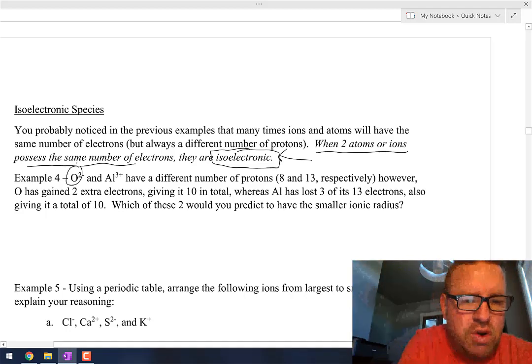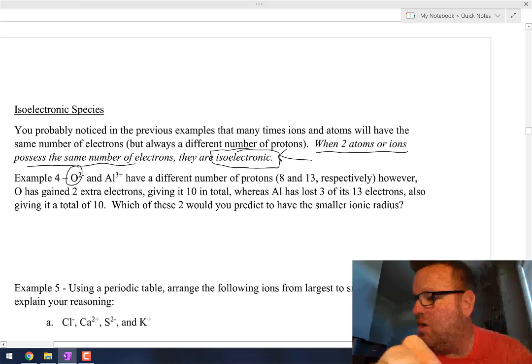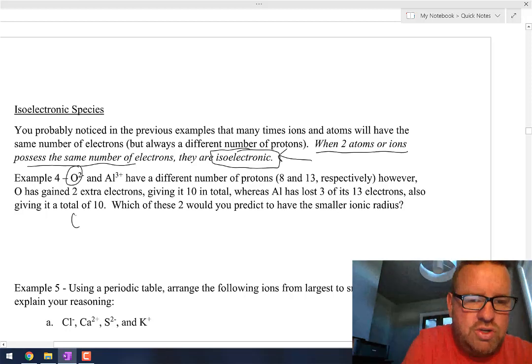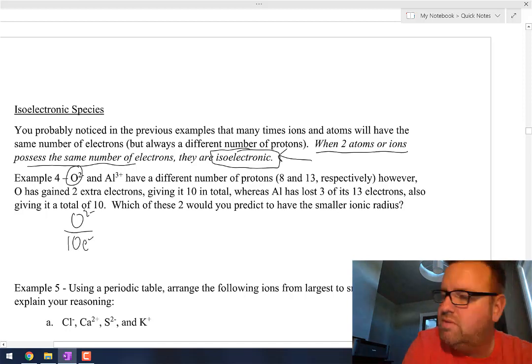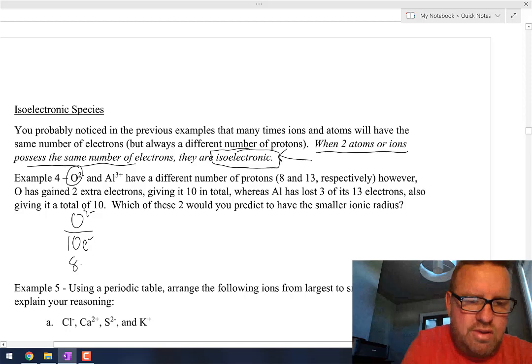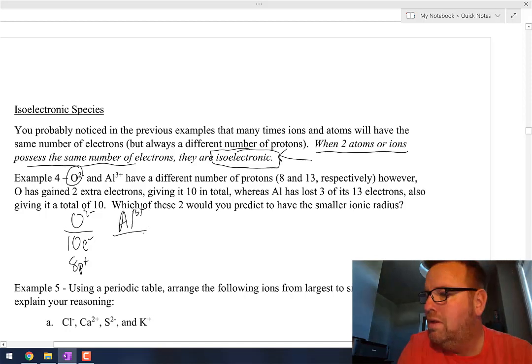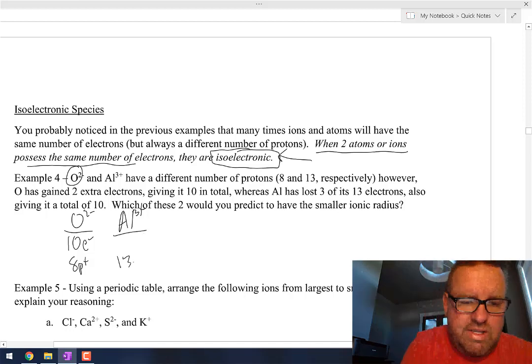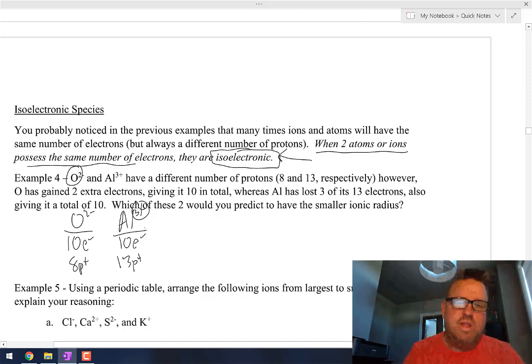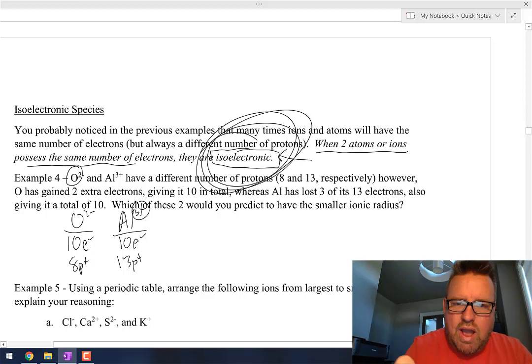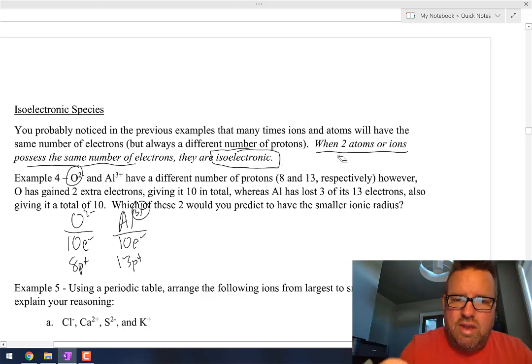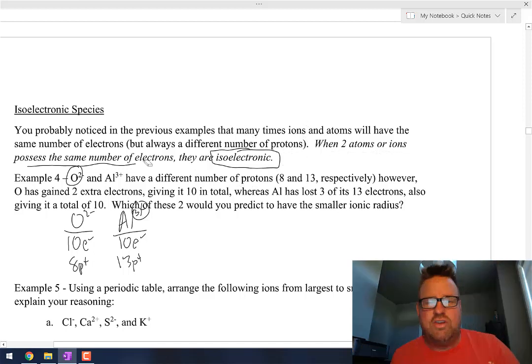So, let's look at O2 minus. Looking at the periodic table, O2 minus, with a -2 charge, oxygen has 10 electrons and 8 protons. Aluminum with a +3 charge, if you look at its number, 13, that means it has 13 protons, but it's also lost 3 electrons. Hey, what do you know? O2 minus and Al3 plus are isoelectronic, because they have the same number of electrons.